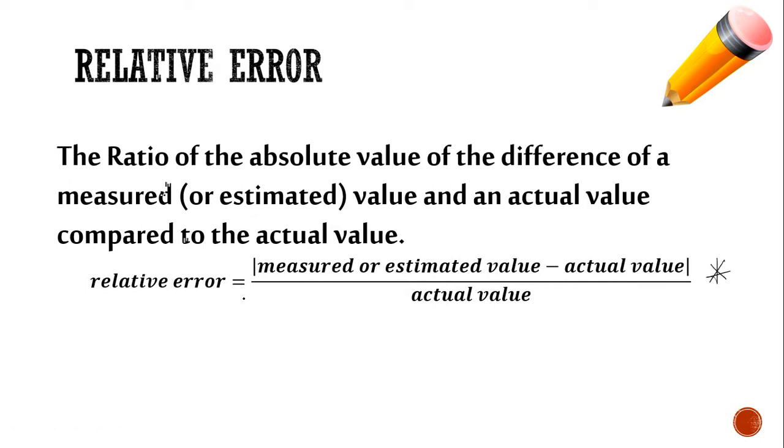So relative error equals the absolute value. So remember, whatever is an absolute value, if you get a negative inside, we're going to get a positive on the outside. So measured or estimated, so that's if they estimated something, minus the actual value, over the actual value.